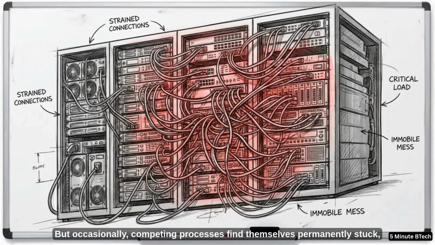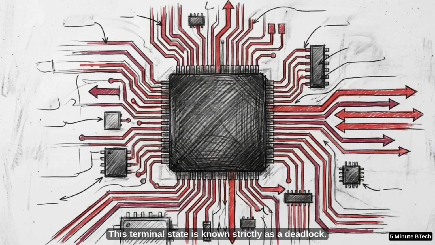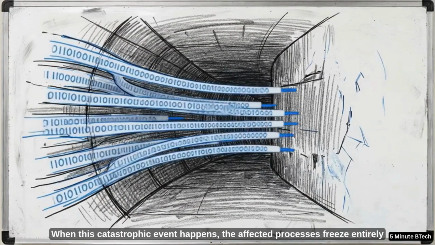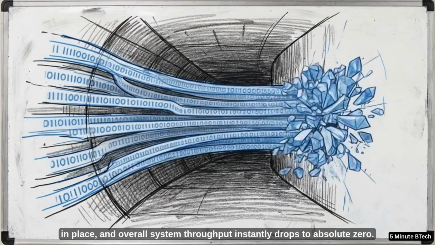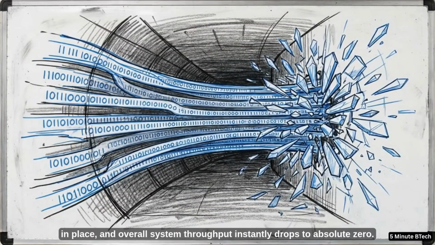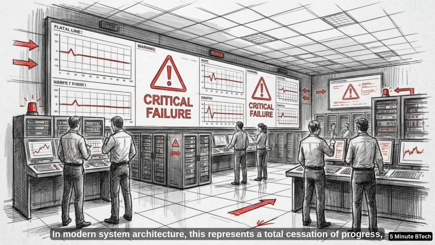But occasionally, competing processes find themselves permanently stuck, waiting for resources that are actively held by one another. This terminal state is known strictly as a deadlock. When this catastrophic event happens, the affected processes freeze entirely in place, and overall system throughput instantly drops to absolute zero. In modern system architecture, this represents a total cessation of progress, requiring rigid engineering frameworks to prevent system collapse.